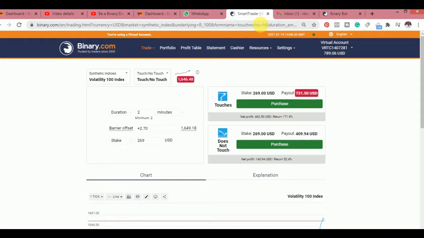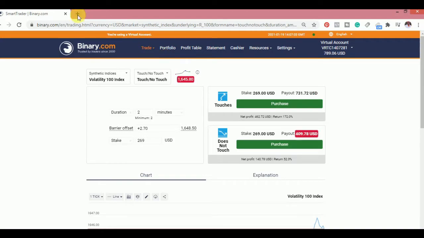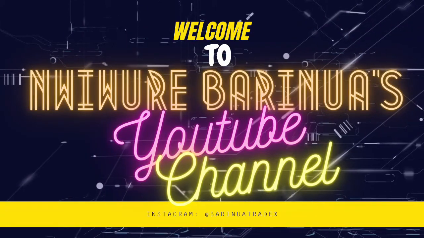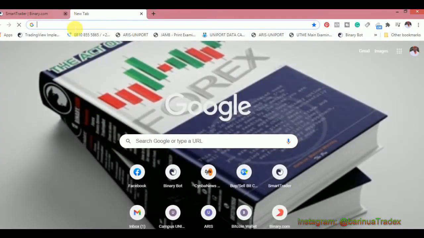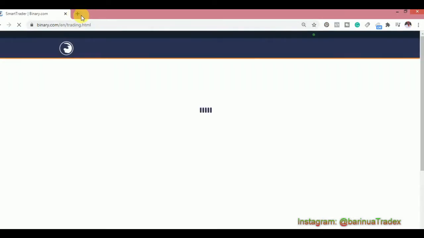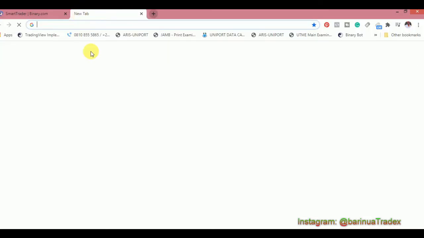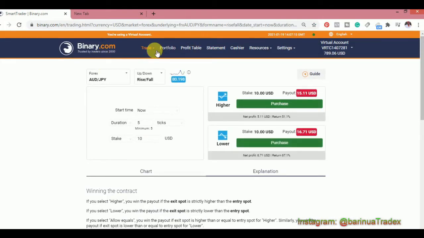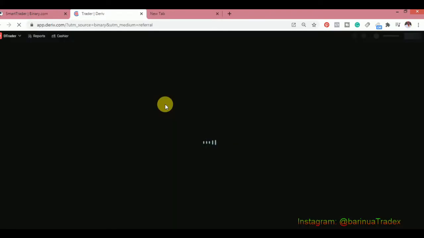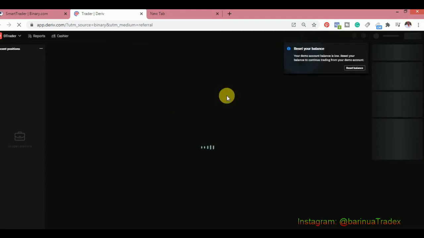So we're just going to go through it right now, and you can see on my window I already have this set, but I'm just going to start from the beginning, like I've not done anything before. So let me open it up and then open it again. Alright, so first of all, how to open binary.com. Then for those of you that are using Deriv, let's switch to Deriv as well. If you have a binary account, you can directly log into your Deriv account. So just log into Deriv.com.